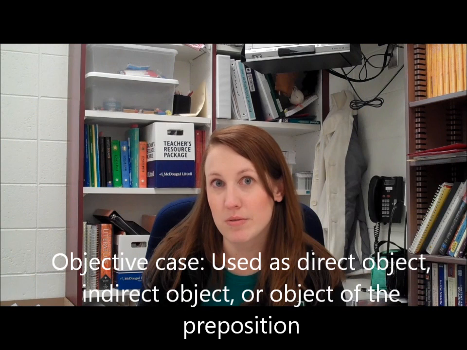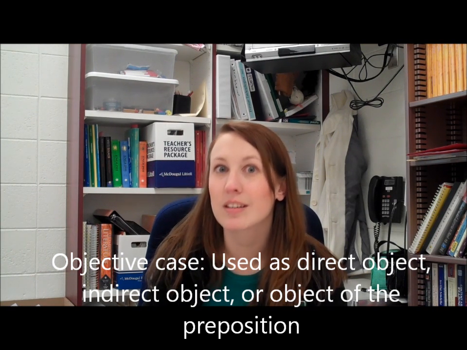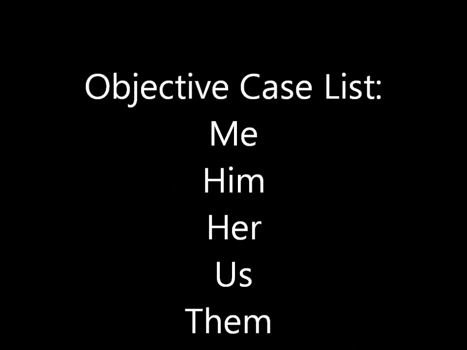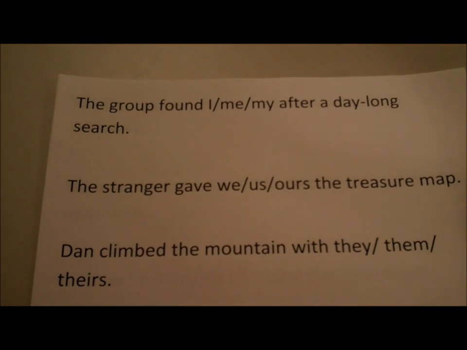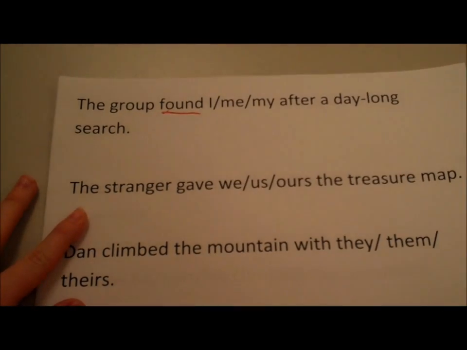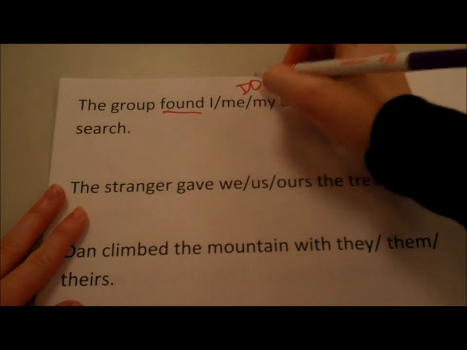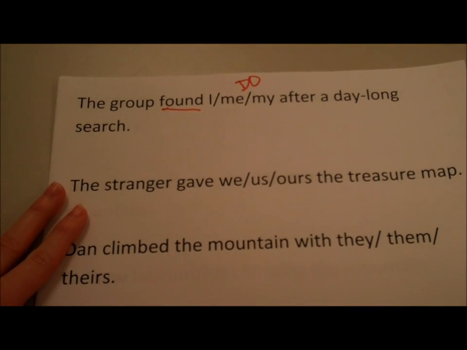Objective case pronouns, where do you know the word object from? Direct object, indirect object, object of the preposition. That's when you're going to use your objective case pronouns. Objective case pronouns here, let's take a look. The group found I, me, or my after a day-long search. I have an action verb found, which means this is my direct object. Since it's an object, I need to use the objective case.